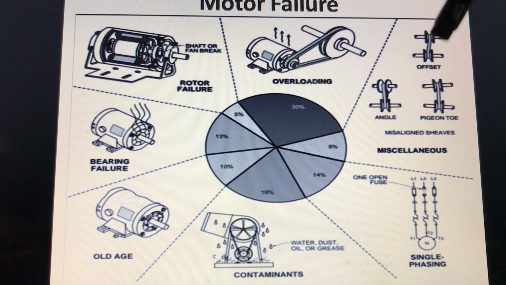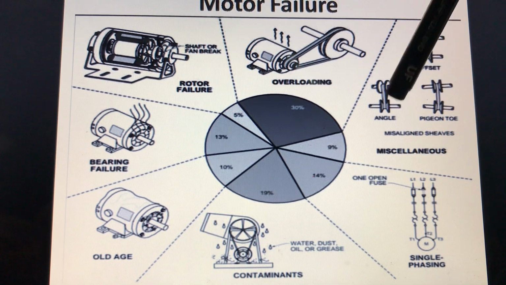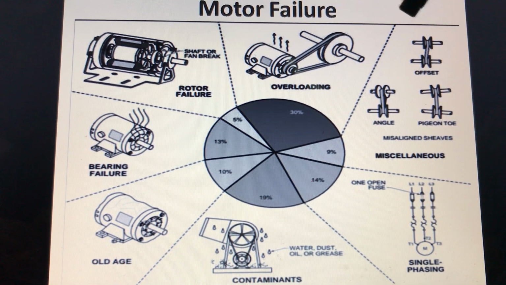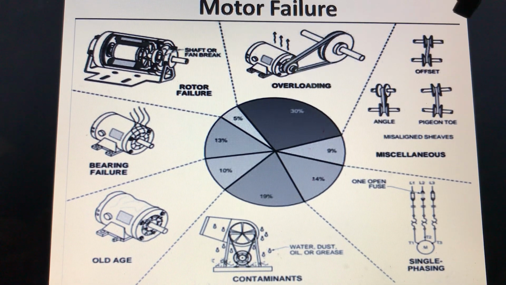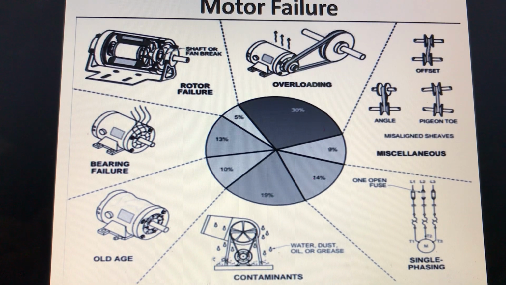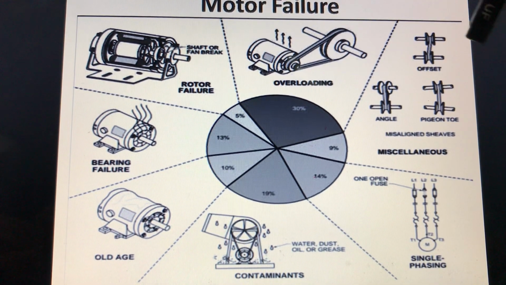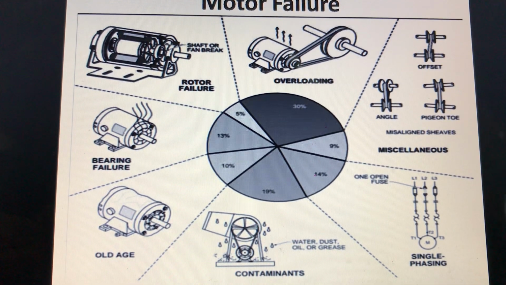Then these are miscellaneous. This is the misalignment of the shaft. These are 3 different types of misalignments they have shown. This is the offset, means one shaft is for a motor and the other one is for load. There can be misalignment between the two. This is the offset position. This one is the angle misalignment and this is pigeon toe.